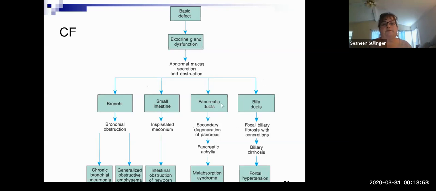There's also effects on the pancreatic ducts. You can have malabsorption syndrome, so nutrients that come in don't get absorbed appropriately. That leads to nutritional deficits. And then in the bile ducts, you get fibrosis. Concretions means it gets hardened. Then you can have cirrhosis and portal hypertension. So now you've got hypertension in the bile ducts, which is bile. It's just secretions, and it's a terrible disease.